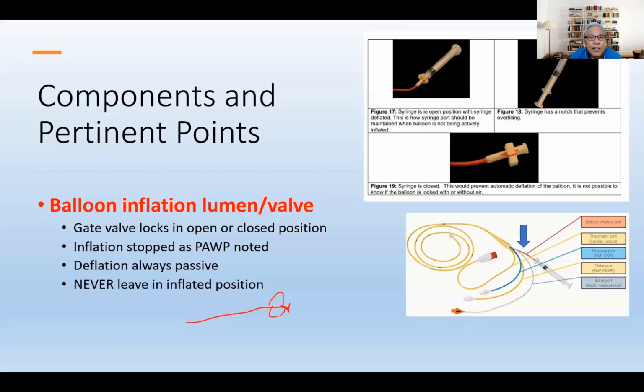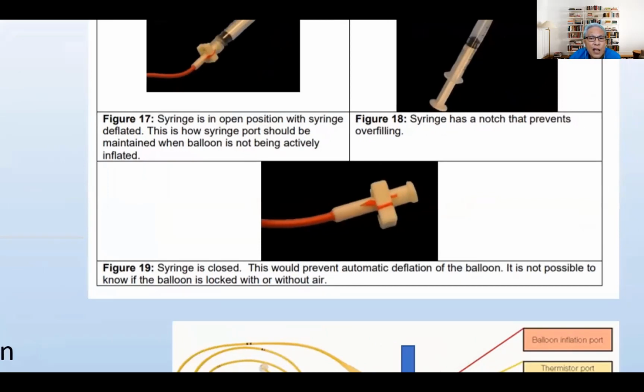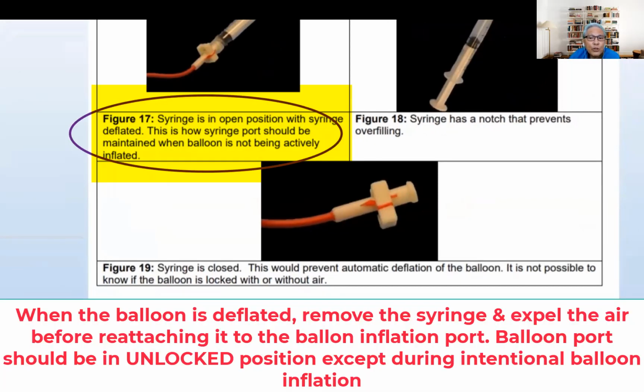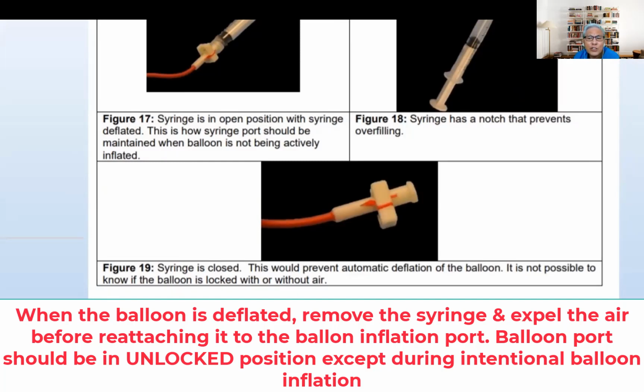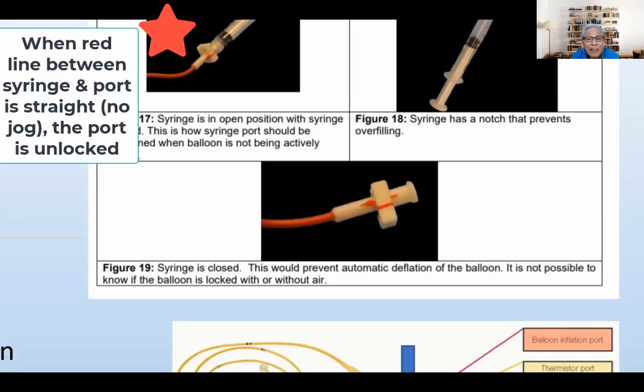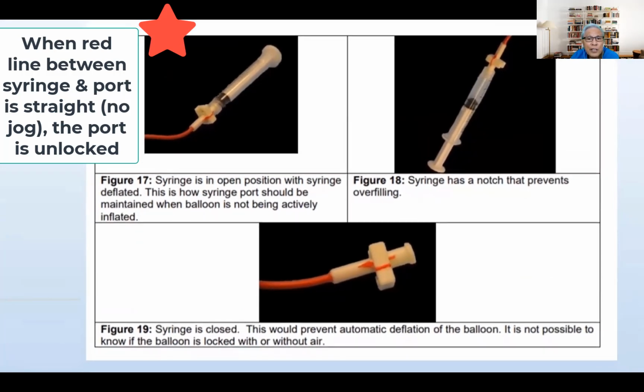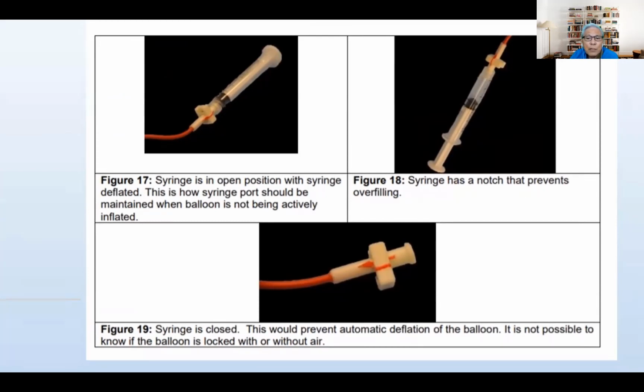Now, the other thing that is going to be important is this. Notice this. This is an unlocked position. The balloon port should be left in the unlocked position. It should never be left locked. The locked position should only be used during intentional balloon inflation. When the red line between the port and the syringe is straight, that is to say there is no jog right here, the port is unlocked. The unlocked position will ensure that the balloon will always deflate or go back to its default deflated position.